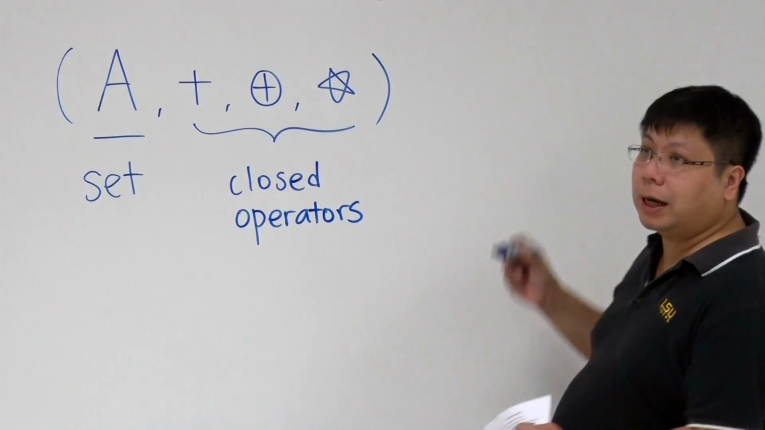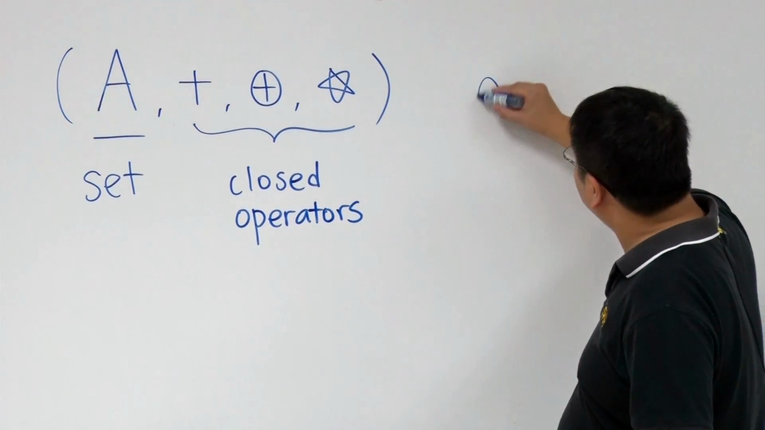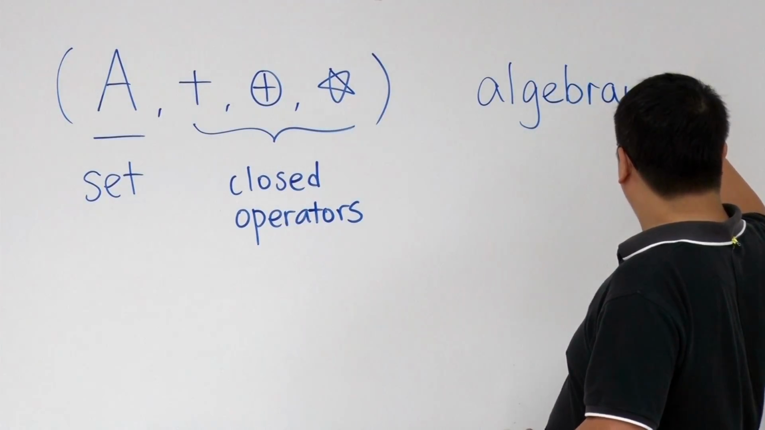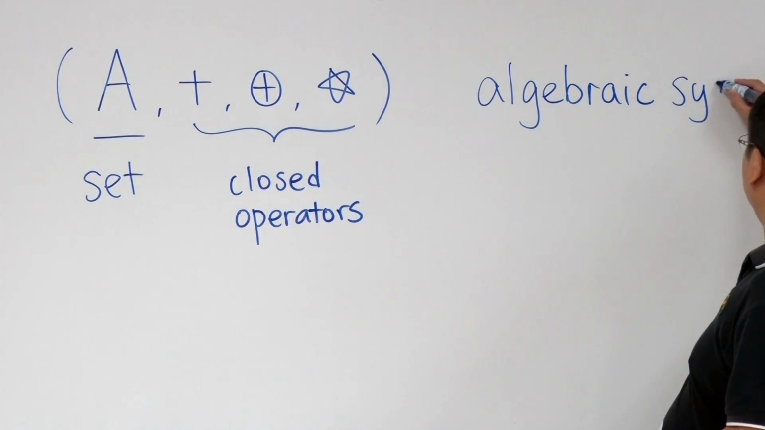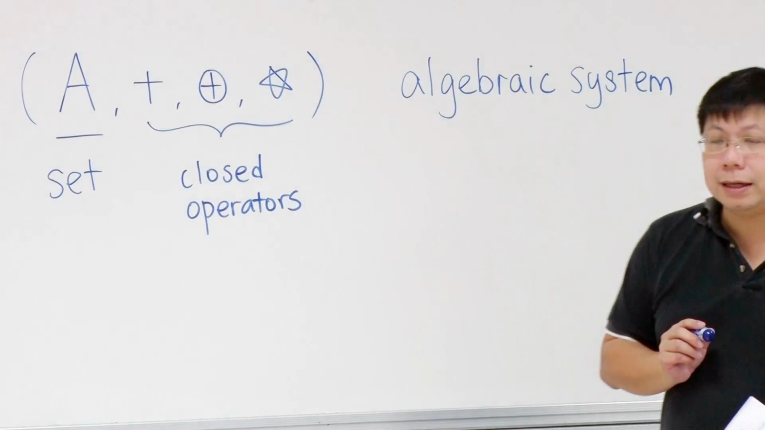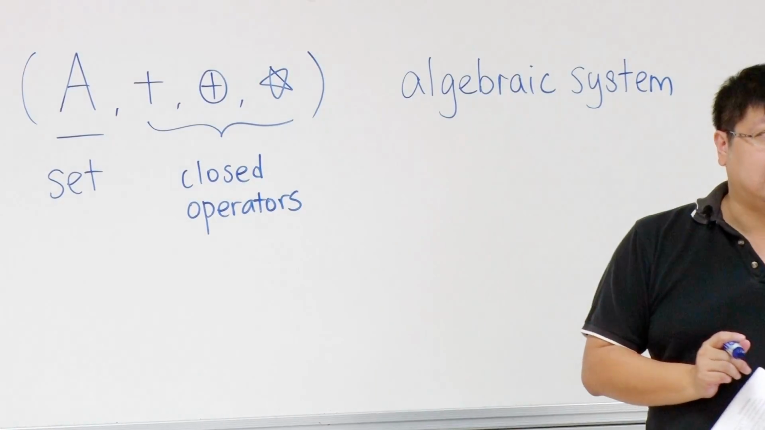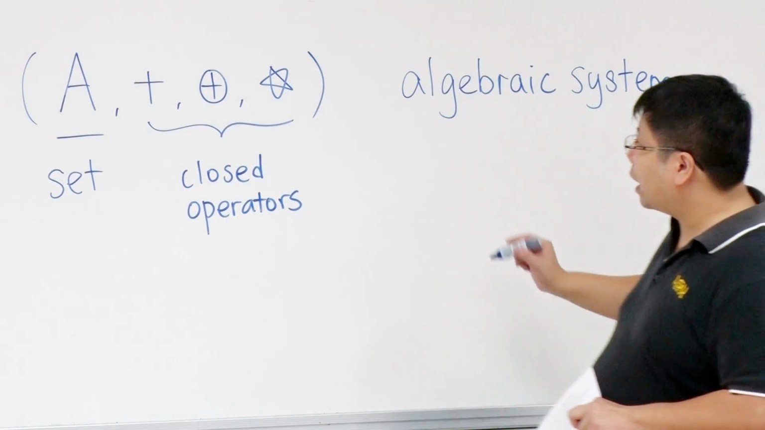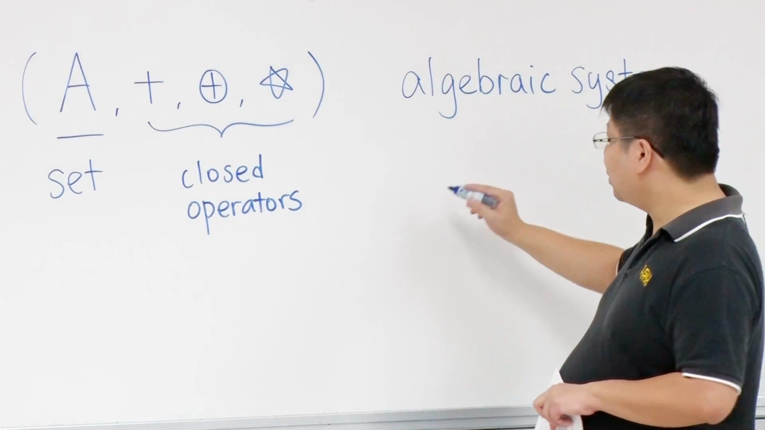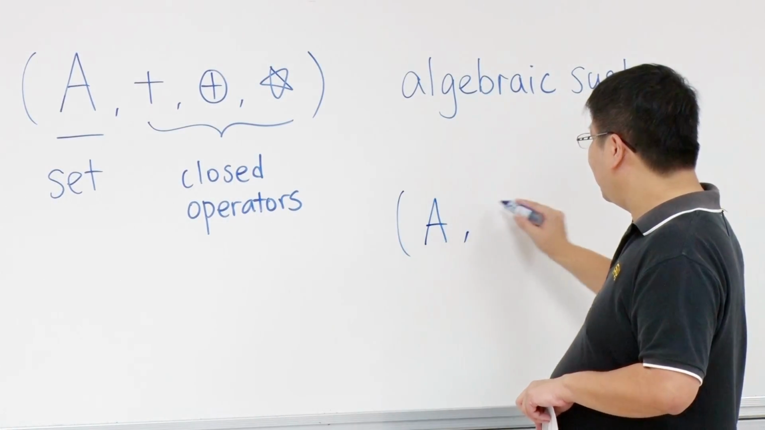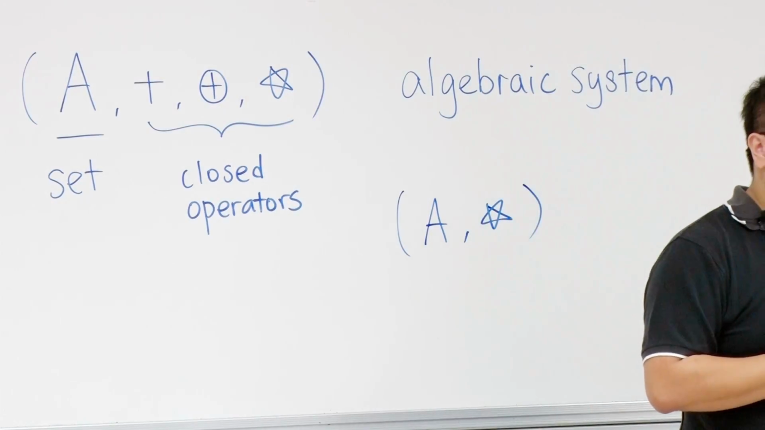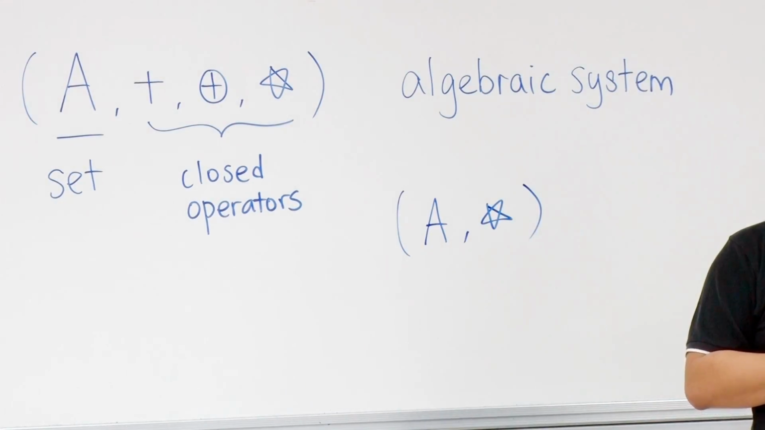Then we call this an algebraic system. But for today's class, we are going to look at an algebraic system that has just one operator. So we will be looking at something like A with an operator star. Okay? Is that okay? So we are going to focus on this one.